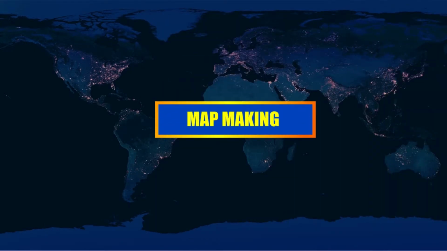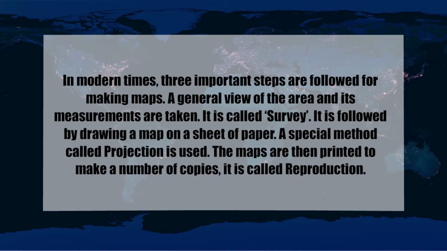Map making. In modern times, three important steps are followed for making maps. A general view of the area and its measurements are taken. It is called survey. It is followed by drawing a map on a sheet of paper. A special method called projection is used. The maps are then printed to make a number of copies. It is called reproduction.